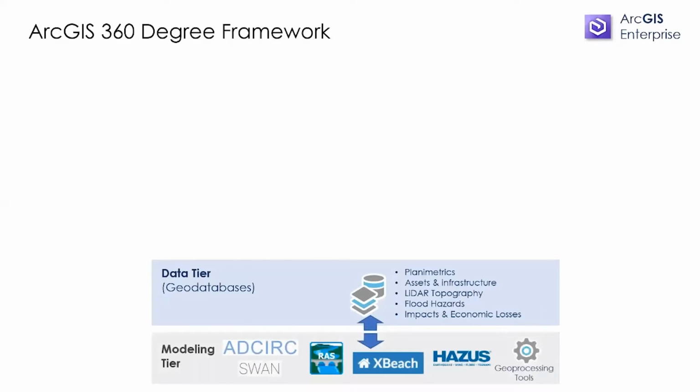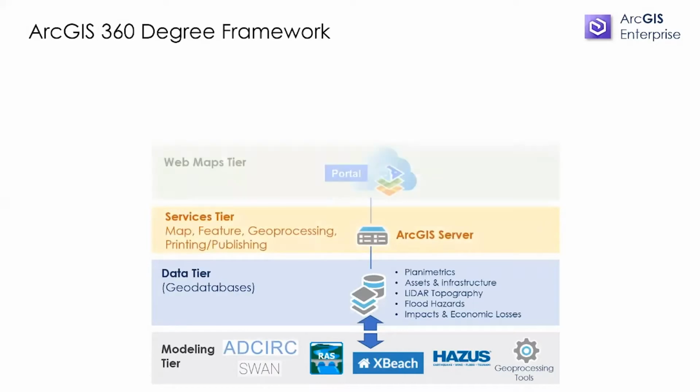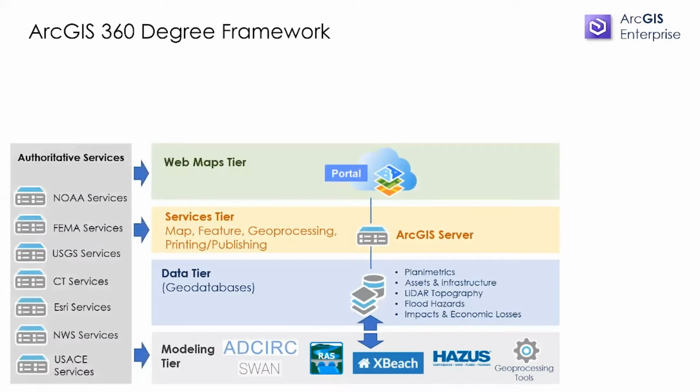Various applications at the modeling tier are employed to characterize flooding, as well as vulnerability, estimate losses, and also process model outputs for integration with the geodatabases. All this information is published as services and displayed in a series of maps. This information is also augmented by a number of authoritative services hosted by local, state, and federal sources, which feed into models, as well as geoprocessing tools, and are also displayed in web maps.